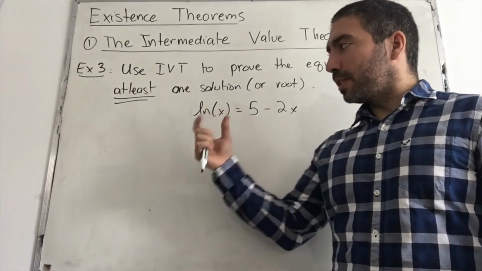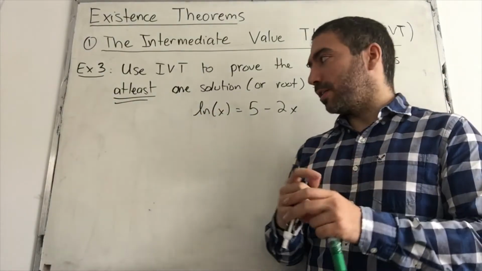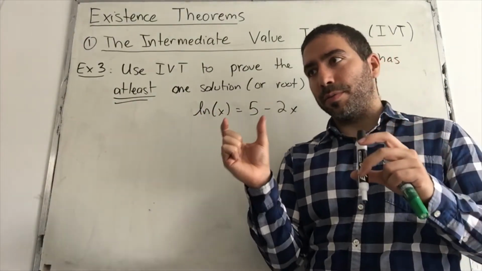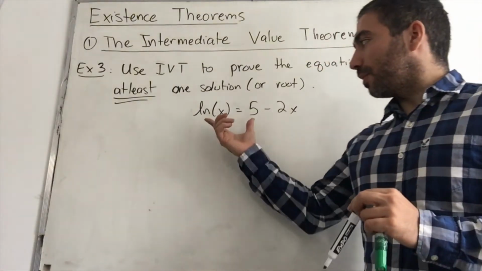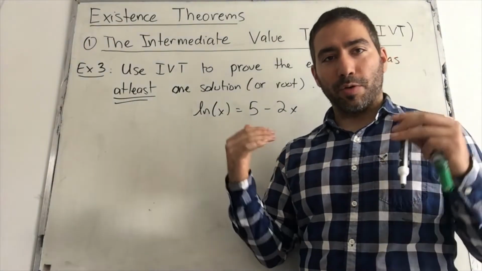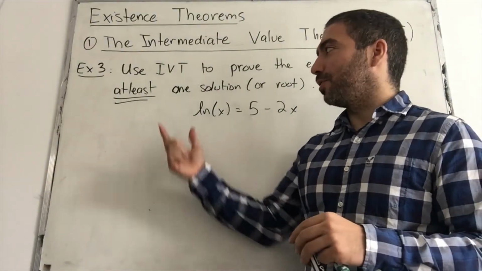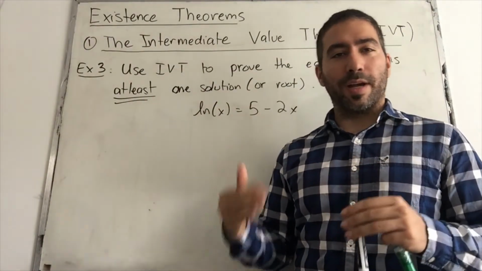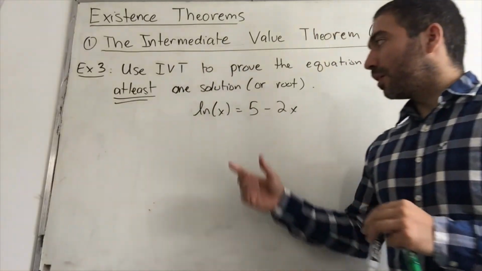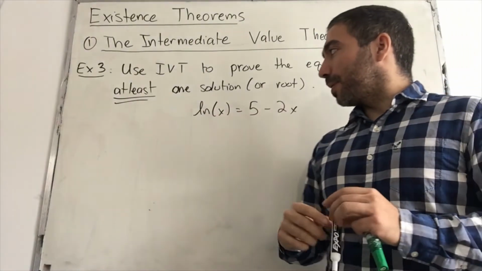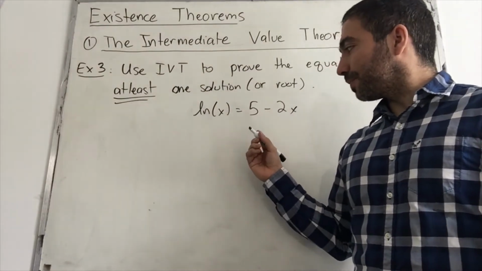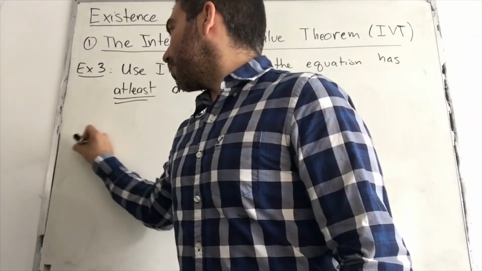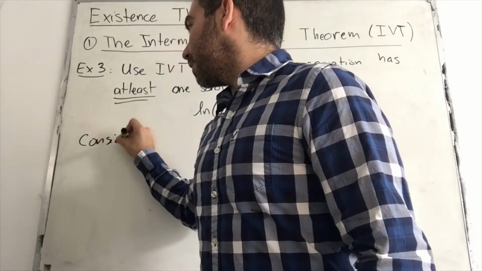Obviously the smaller the interval, the better, because it's more concise and you're getting closer to the real answer. But at the end of the day, with IVT, all we care about is having at least one solution that exists, and then later on we'll worry about how to find the actual answer. So here we have a logarithmic function, so let's go ahead and ensure that it's continuous. First we have to consider the function. So we set this equal to 0.